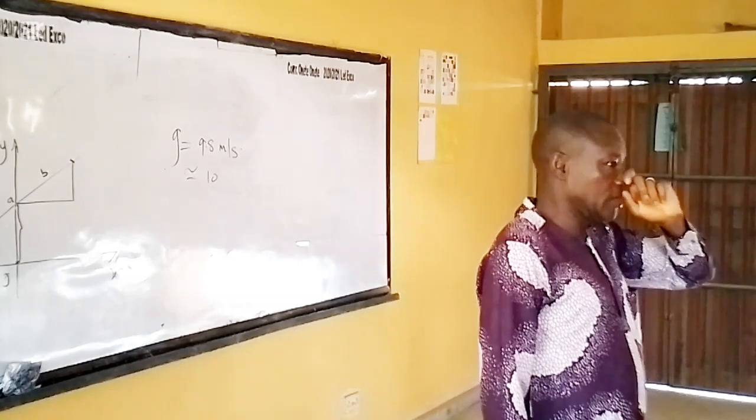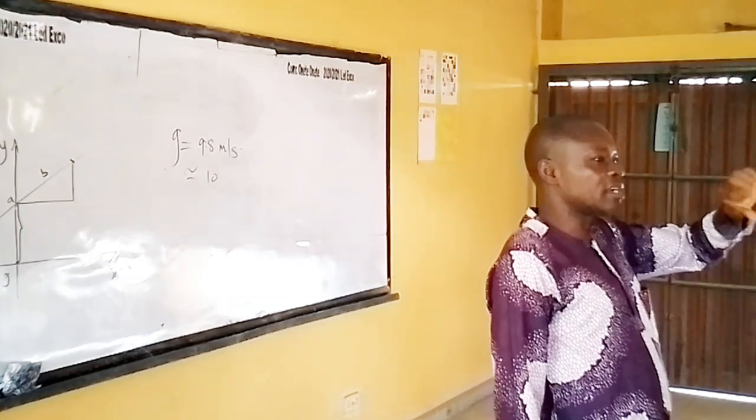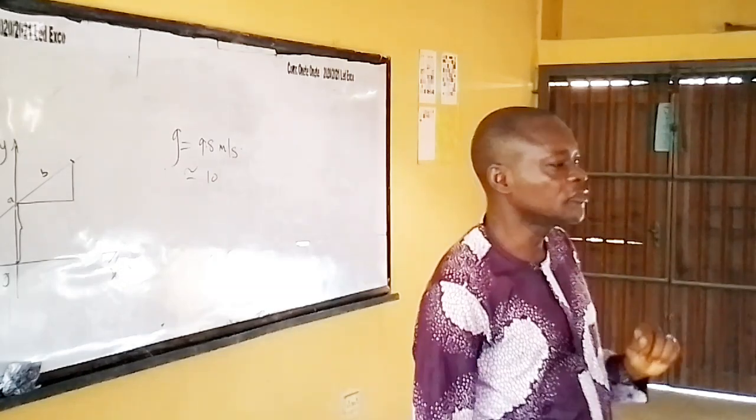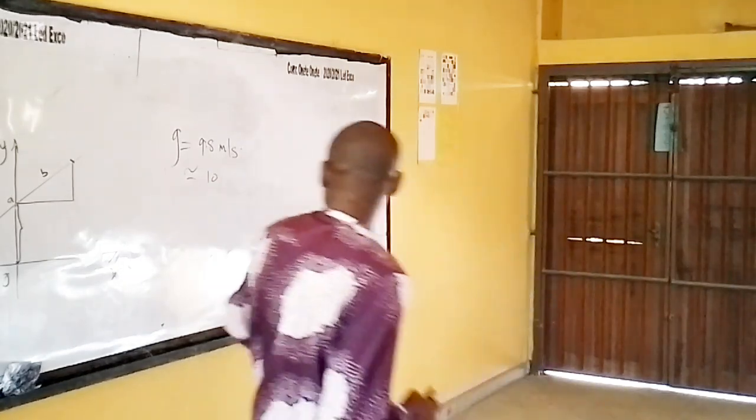So like I said, we are going to look at this simple linear regression in two methods. Number one is the scatter plot. Let me start from the scatter plot. The scatter plot is always a diagram.